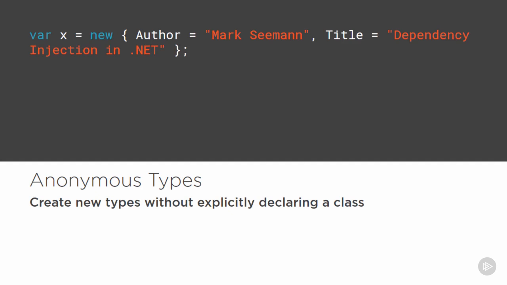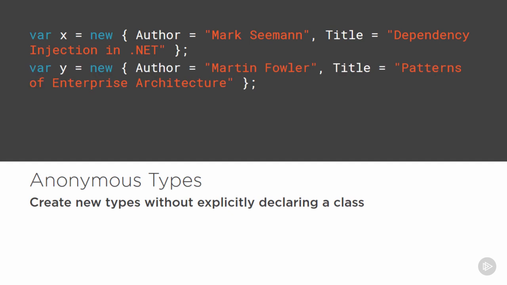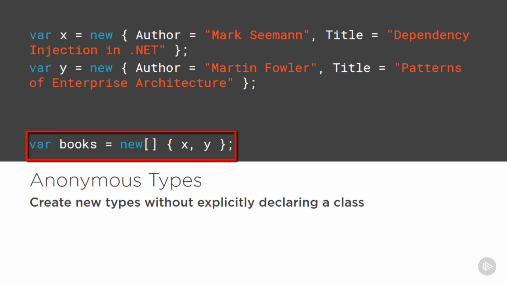So for example, I can create an anonymous object which has an author and a title property using the syntax you can see here. And this saves me from going to the trouble of declaring a book class with an author and a title property, because under the hood the C# compiler is able to define a suitable class to make use of. And so if I then create another object with the same properties, the C# compiler is clever enough to use the same anonymous class, so both objects have the same type. And this means I can put them into an array, which the C# compiler will infer to be an array of my anonymous type.